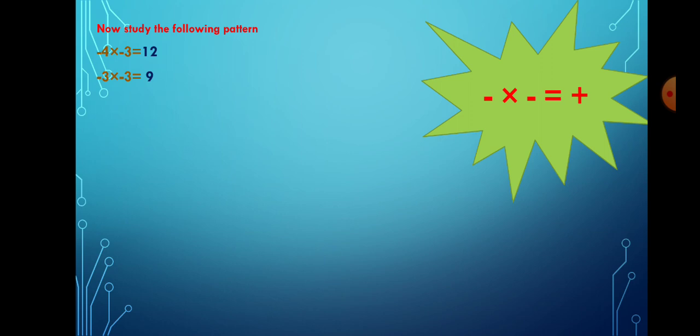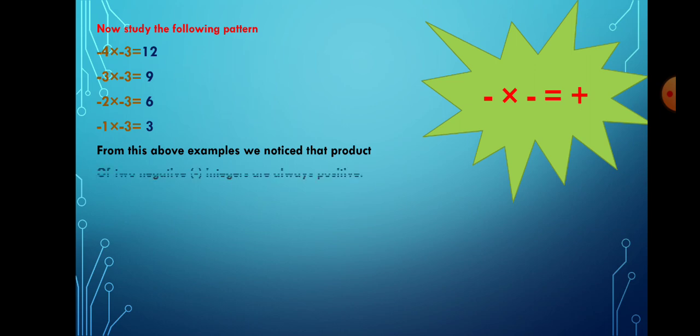So here 4 and 3 both are negative integers. Negative integers always lie on the left side of 0 on the number line. Okay children, so next, minus 3 into minus 3. 3 3s are 9, minus into minus plus. 2 3s are 6, minus into minus plus. 1 3s are 3, minus into minus plus. So the product of two negative integers is always positive only. Minus into minus is always plus.